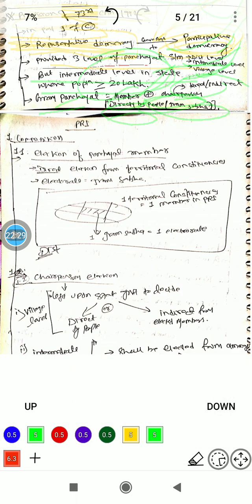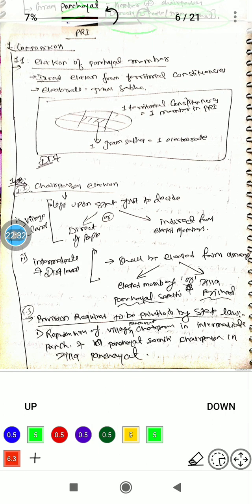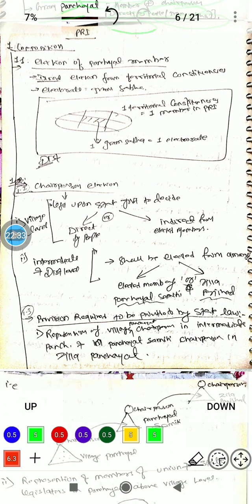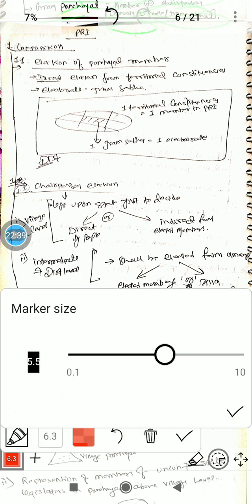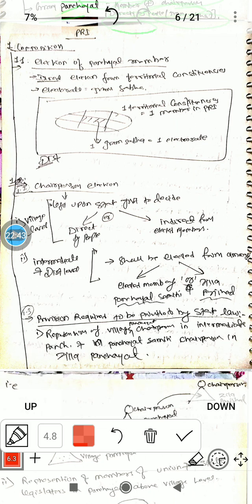So now let's talk about the PRI. PRI means Panchayati Raj institution, which we have already seen. Okay, now the PRI.